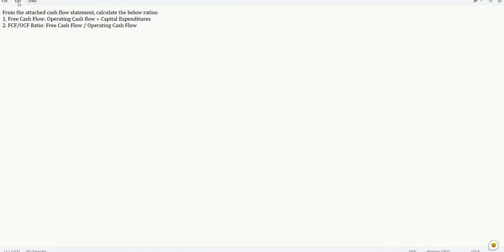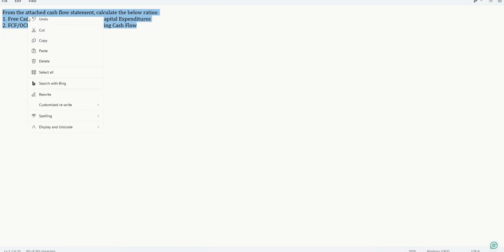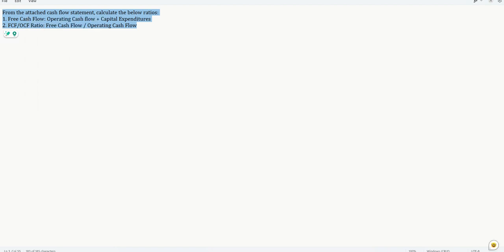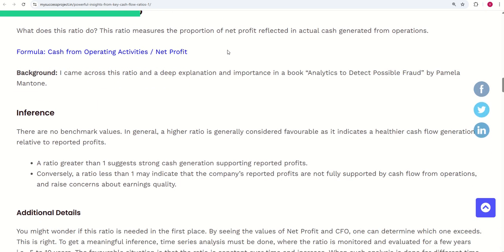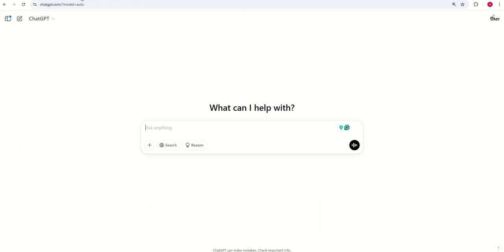For now, we'll get back to our prompt where I input the 10-year statement and try to get these ratios. The prompt is: from the attached cash flow statement, calculate the below ratios. Free cash flow, which is nothing but operating cash flow minus capital expenditure. This minus is deliberately put as plus. I'll show you in a moment why, please bear with me till then. The other one is the FCF to OCF ratio. For the significance and importance of these ratios, I would request you to quickly go through my blog.